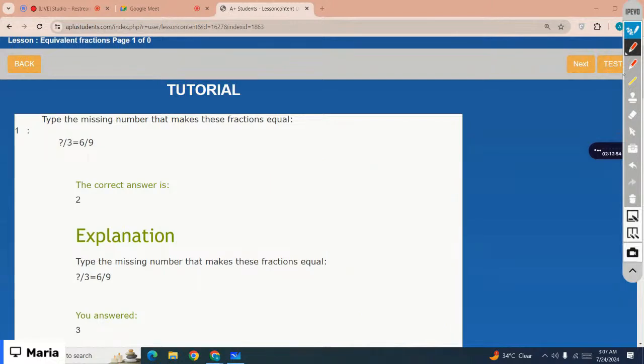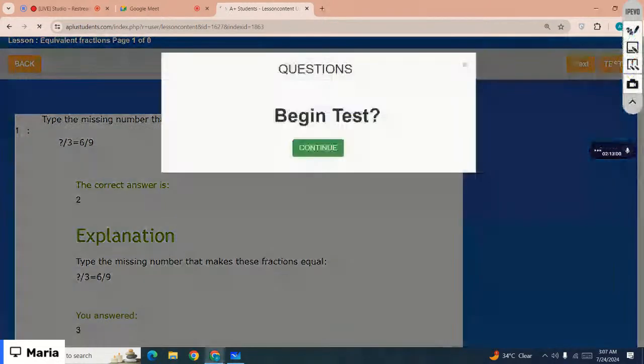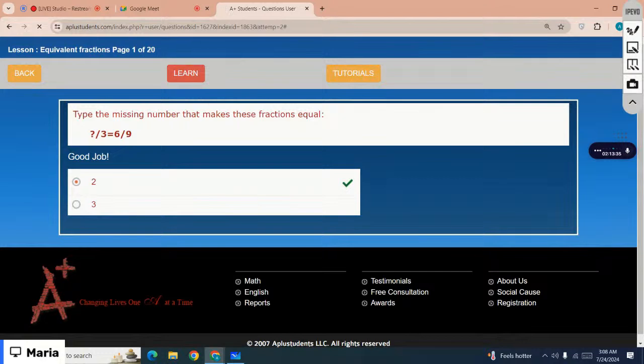Let's just start with the test questions. Type the missing number that makes these fractions equal. So which number is missing? That's exactly the same one we just did in the tutorial. So which number is missing? Yes, the missing number is 2 over 3. Option number 1 is the correct option, right? 2 times 3 is 6 and 3 times 3 is 9. So the missing number is 2.